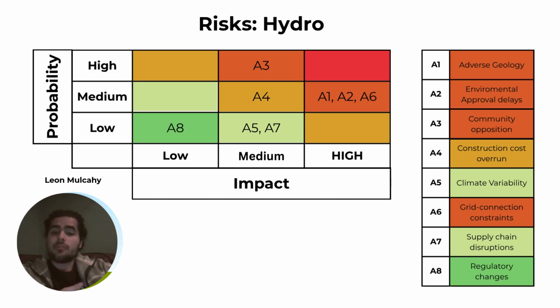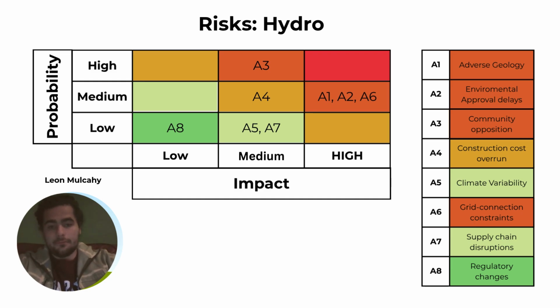The most dangerous economic risks in this regard are the adverse geology, the environmental approval process, as well as community opposition. So essentially, people might oppose it being put there in the form of the environmental applications, the local communities not liking it being there due to water levels rising, etc. And the thing that is most likely to not change is the regulatory changes when it comes to building said hydro plant.